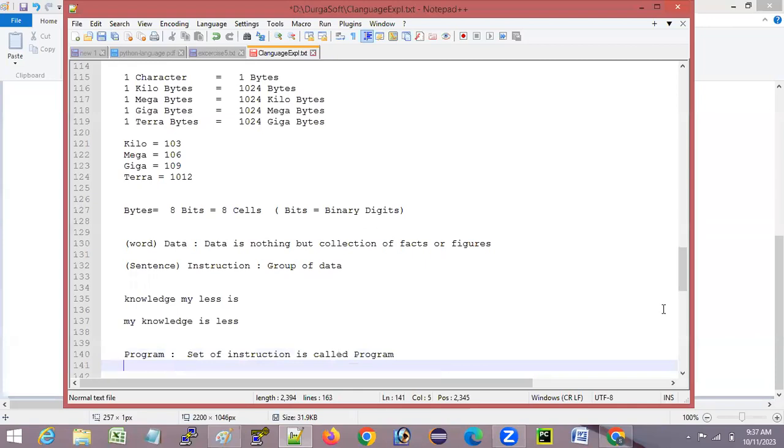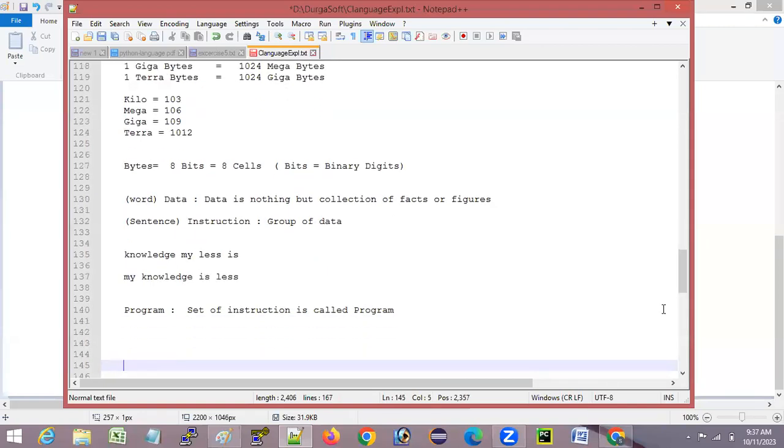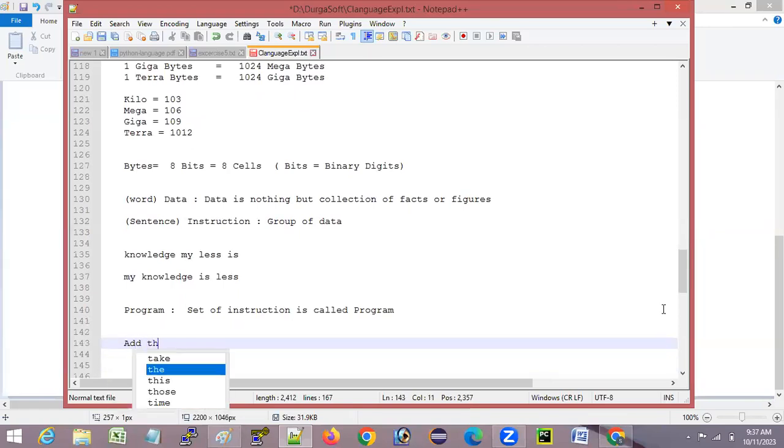Now, you have a number of instructions, and with that number of instructions you are going to solve one particular task. When you have solved one particular task, that is nothing but you have written one program for it. So that is called the program. A program is nothing but a set of instructions. Suppose, in C, I want to add two numbers.